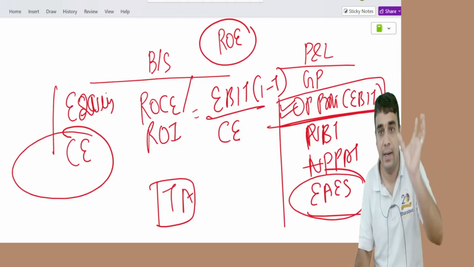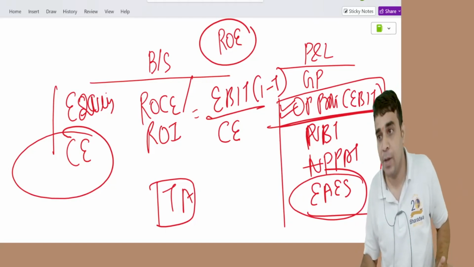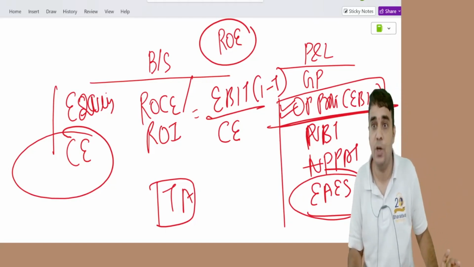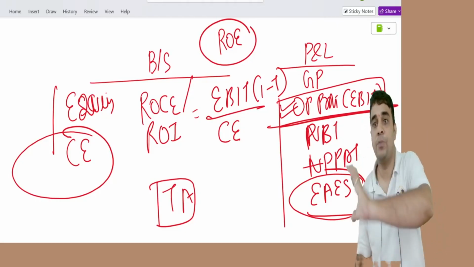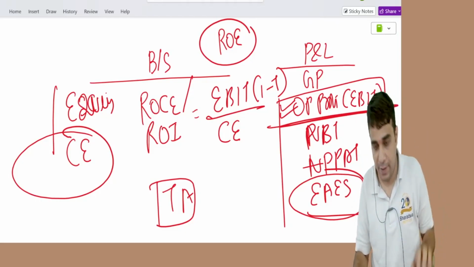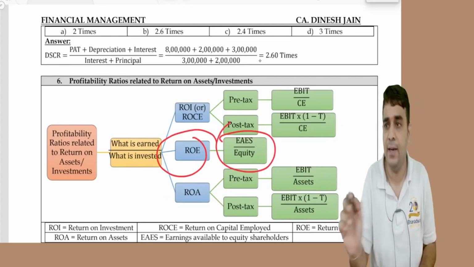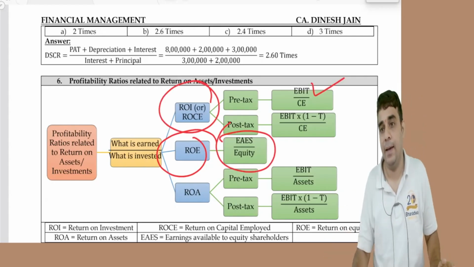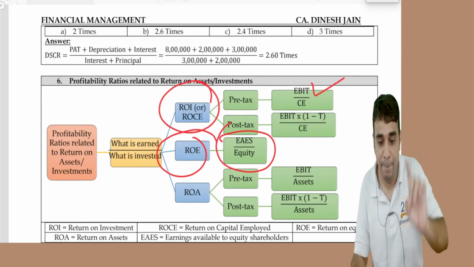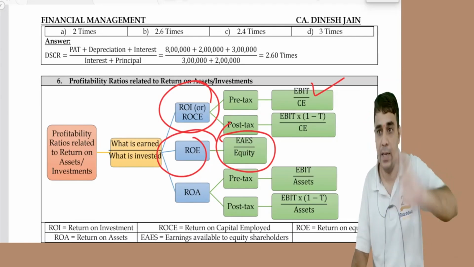The balance will only go to debt, equity, and preference holders. Tax should ideally be subtracted. So EBIT into 1 minus tax rate, divided by debt, equity, and preference. The second thing is, one is ROE, EAES by equity. ROI or ROCE pre-tax is EBIT by capital employed. Post-tax is EBIT into 1 minus tax rate divided again by capital employed. Any doubts on this?